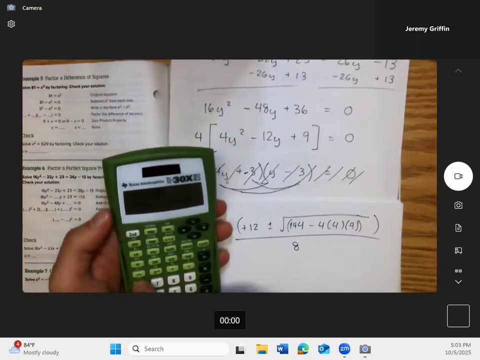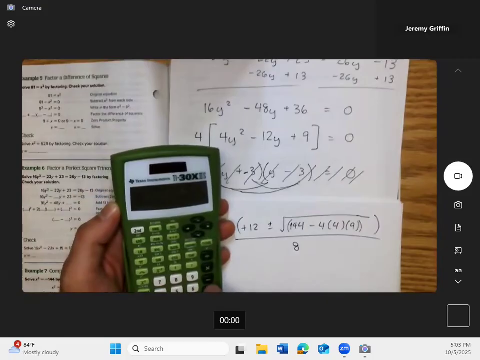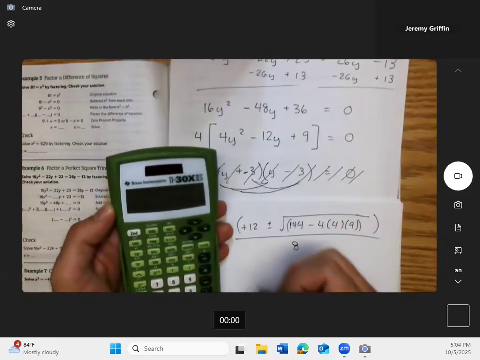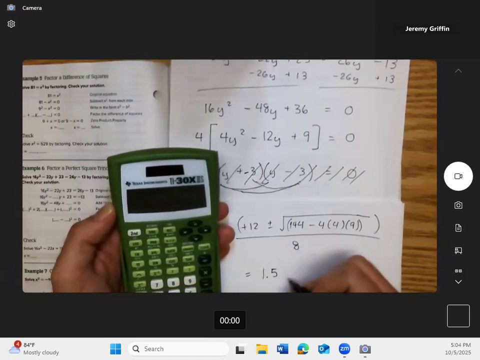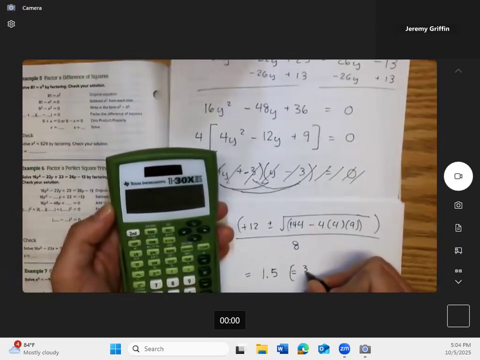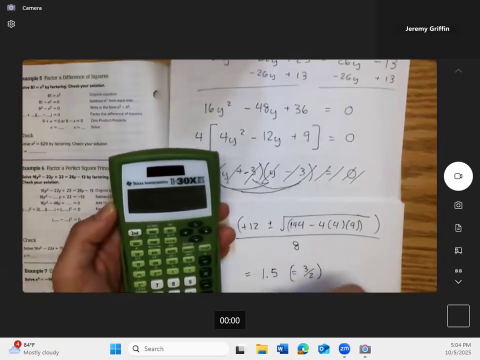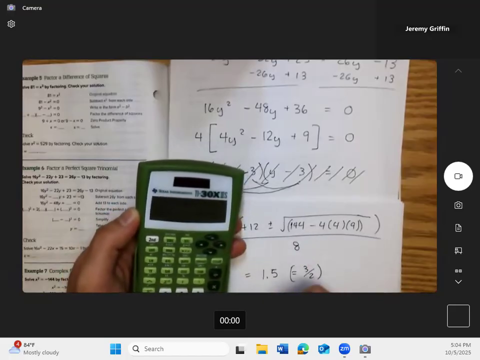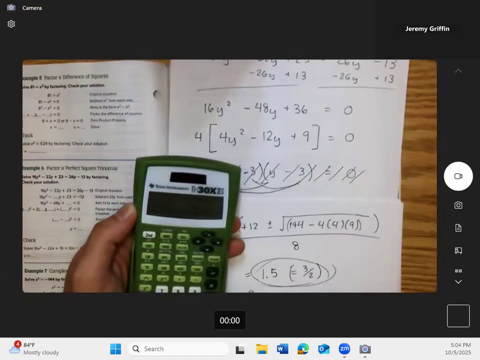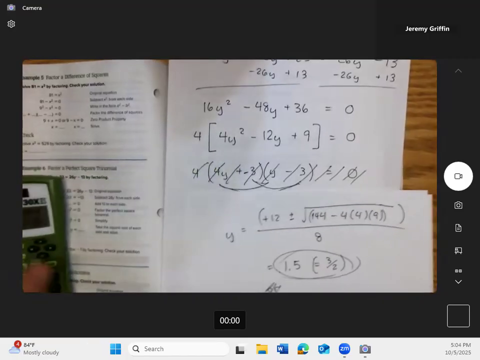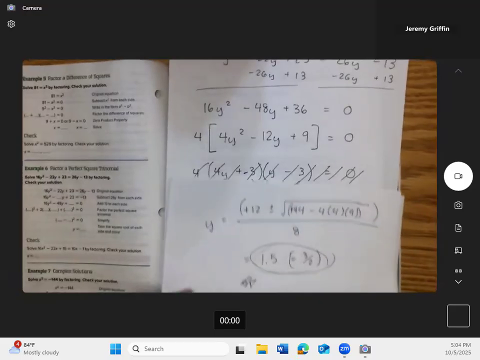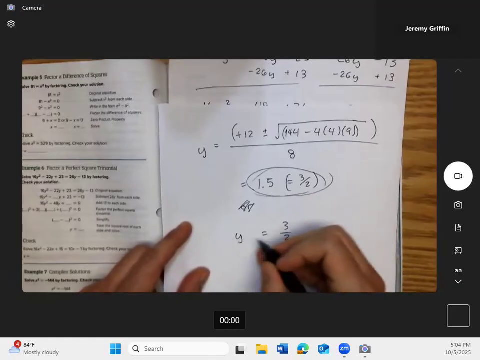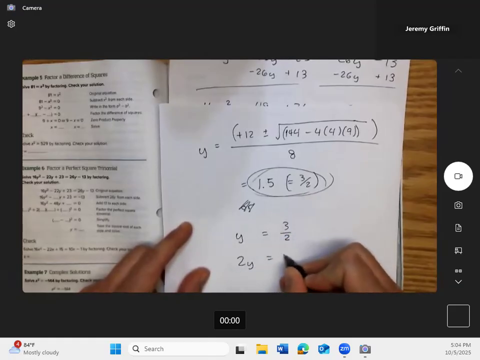Okay, so try to go fast. So 12 plus root 144 minus 4 times 4 times 9. Close the radical, close the numerator, over 8. So I'm getting 1.5, which, by the way, is equal to 3 over 2. That might be helpful. Right? Or if I put a minus right here, it's not 'or' anything. It's only this. Okay. So if I know y is equal to 3 over 2, that tells me if I cross multiply the 2, 2y is equal to 3.